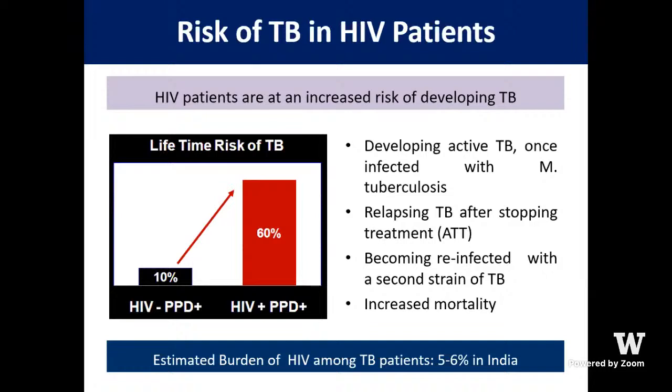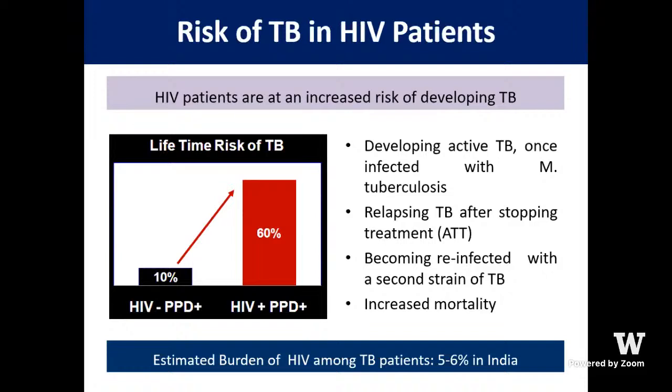Some patients, after the ATT is completed, again and again were getting a reinfection. That was proved by the NIRT study, where they used fingerprinting technology and found that even a patient who got cured, before the ART era, got infected again. Reinfections and relapses were common. There was no ART, so becoming reinfected with a second strain of TB was proved by a study a long time back, during 2004. So there is increased mortality also.